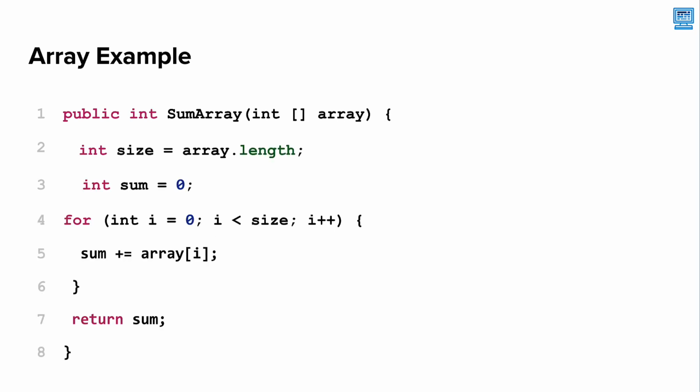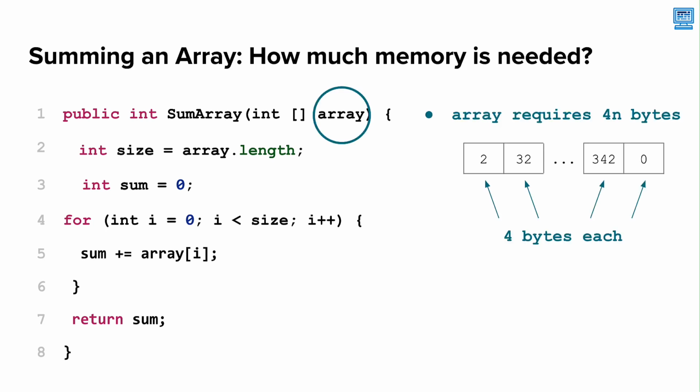constant space. Now let's take a look at an algorithm that takes in an array as an input and then sums up the elements that are stored inside of that array. Since the array we are using is getting passed in as an argument, it could have any number of integers. Since we know that an integer needs 4 bytes, the array itself will require 4 times n bytes of storage.